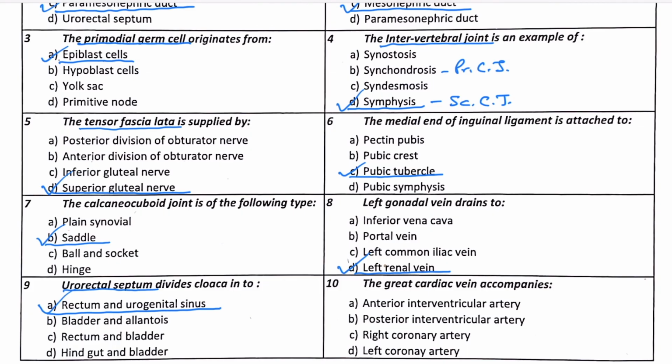MCQ number 10. The great cardiac vein accompanies anterior interventricular artery, posterior interventricular artery, right coronary artery, left coronary artery. It's a simple question. It is a large vein which accompanies the anterior interventricular artery. This great cardiac vein runs in the left coronary sulcus along with the left circumflex coronary artery, and it drains into the left end of the coronary sinus. That's the great cardiac vein. So that's all in this question paper.